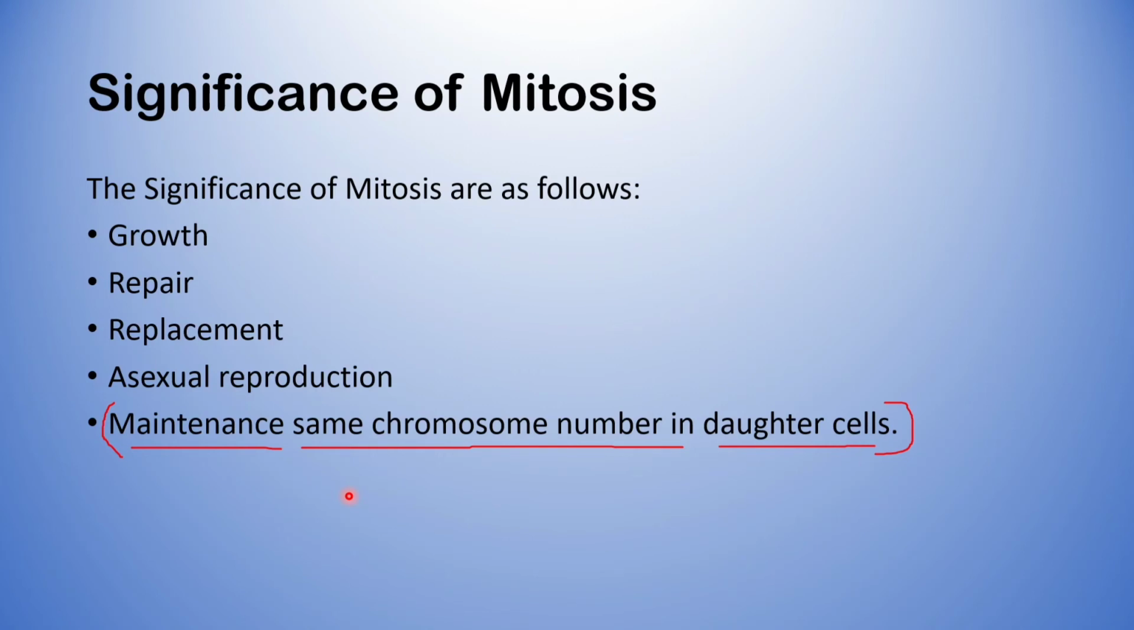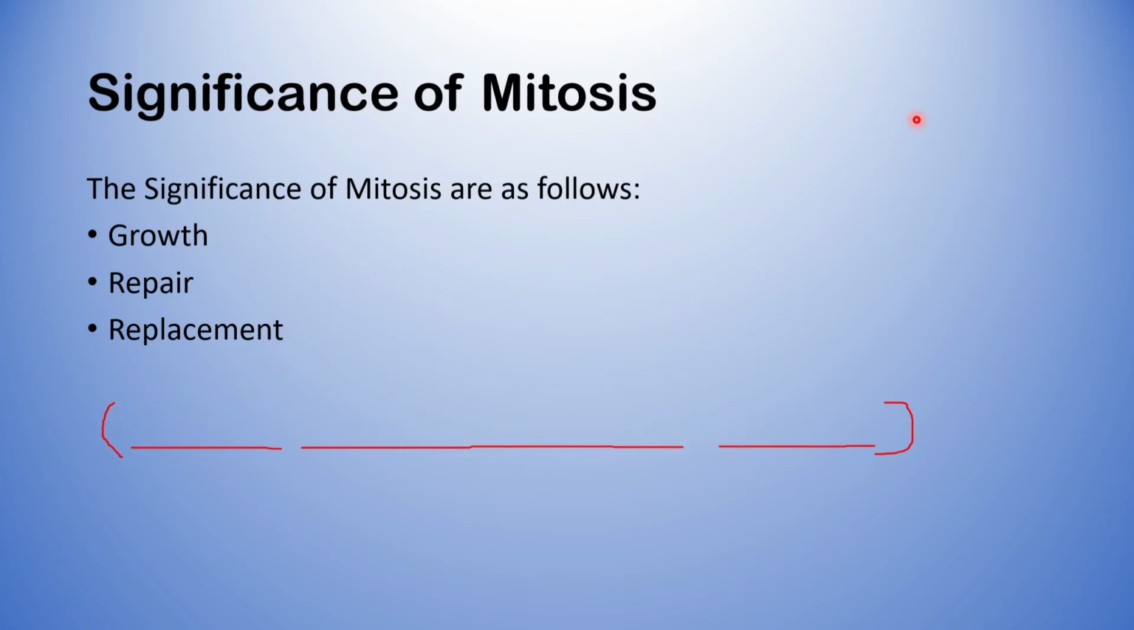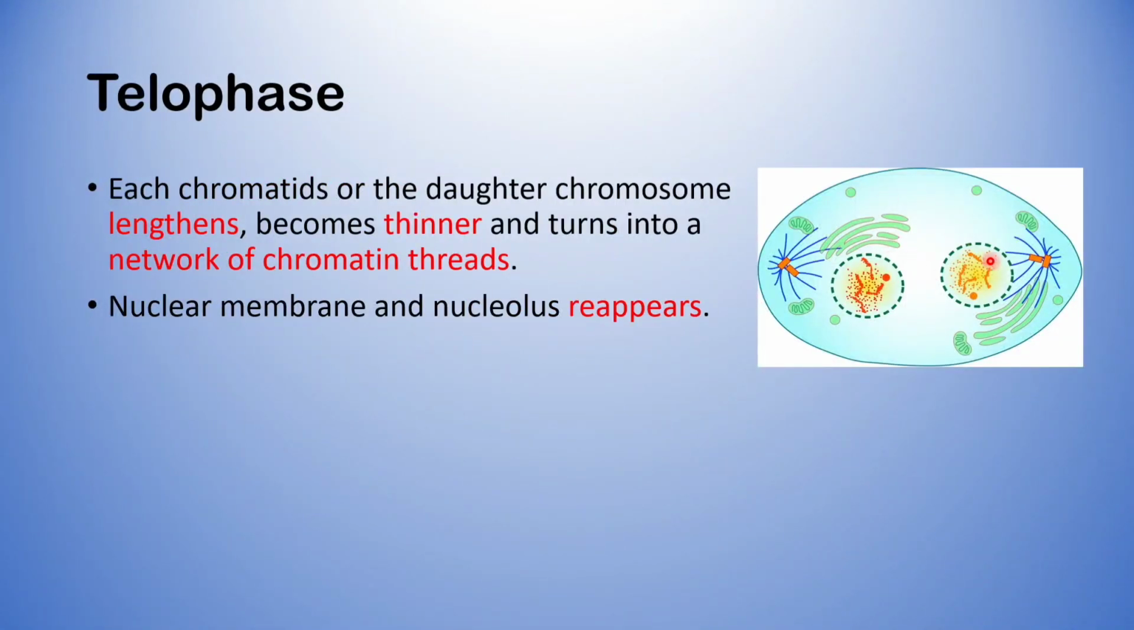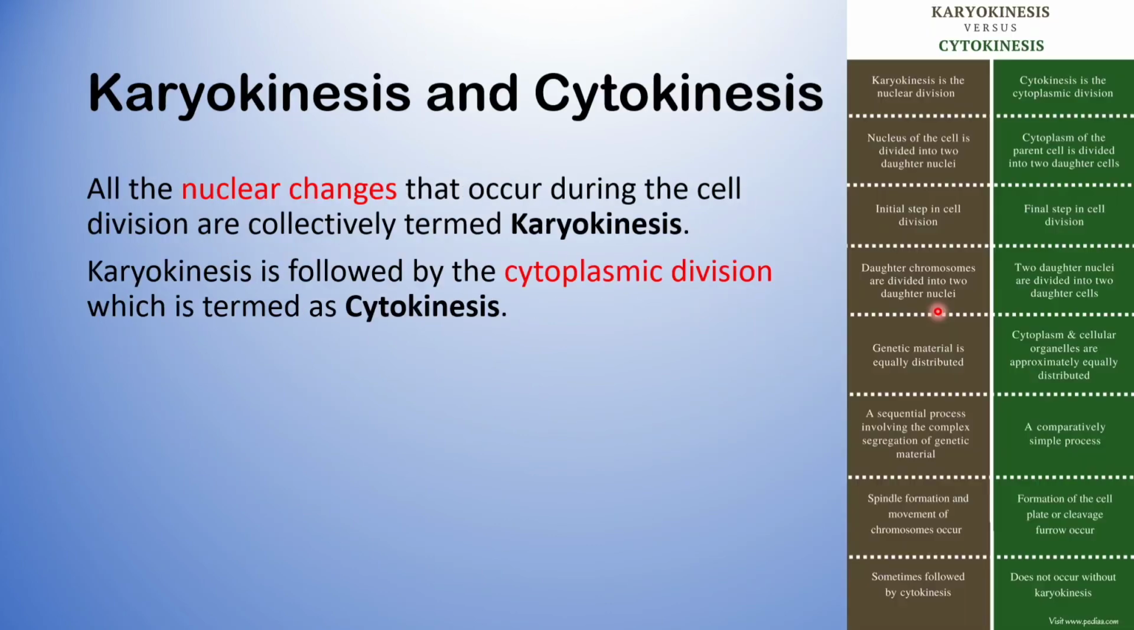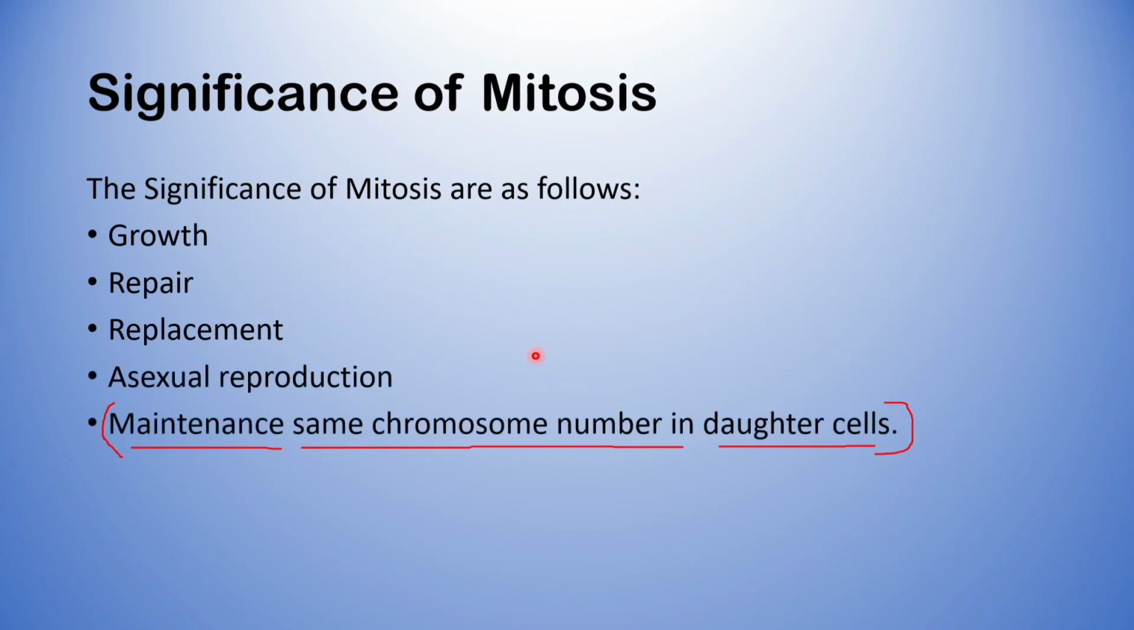As you can see, after the cell division, in telophase we have seen that the same number of chromosomes are replicated, like this, and like this also. So in both, after the cell division, the same number of chromosomes is maintained in daughter cells. Simple.